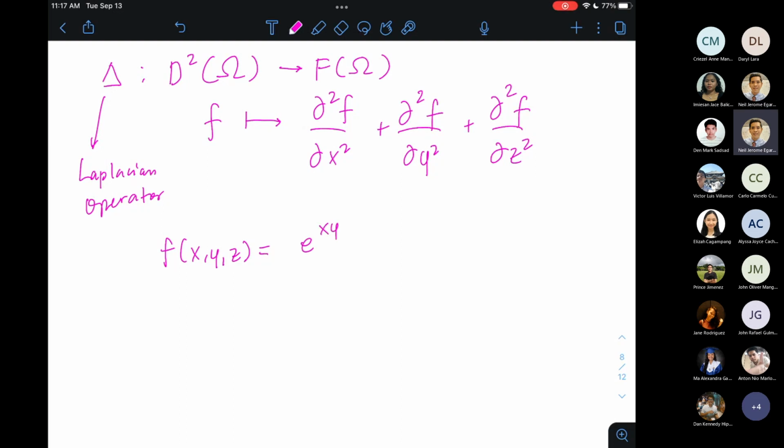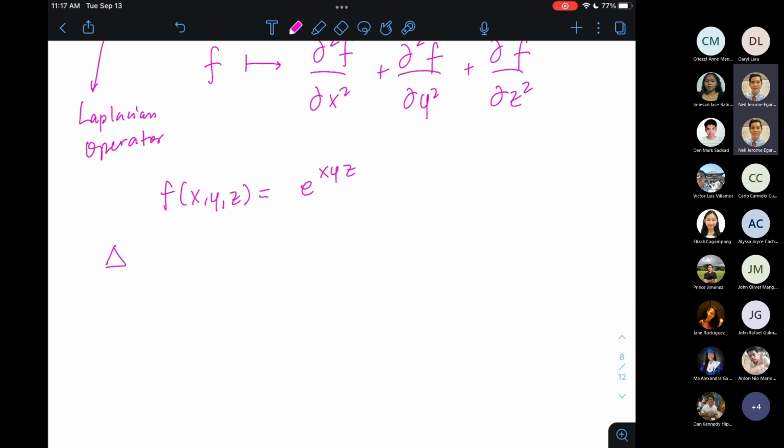E to the x, sige. E to the xyz na lang. Sana madali lang to. Ayan, madali lang to. Tapos, kukunin natin halimbawa yung Laplacian of f of, say, 0, 1, pi.